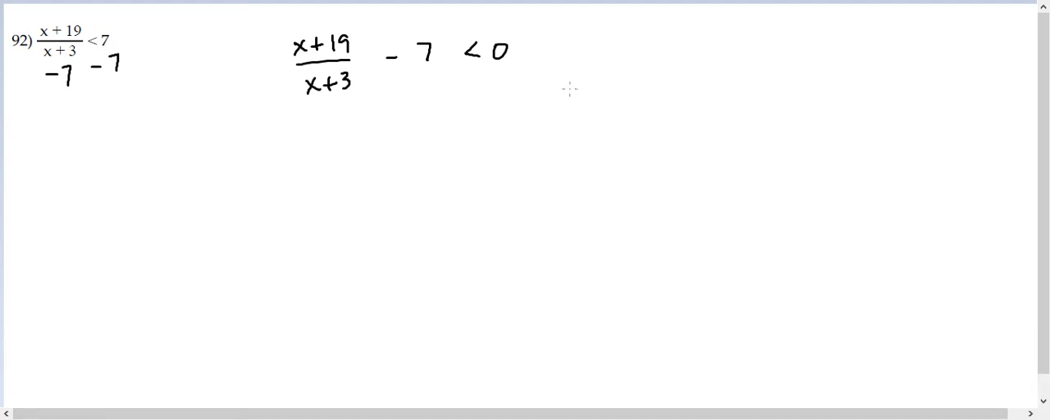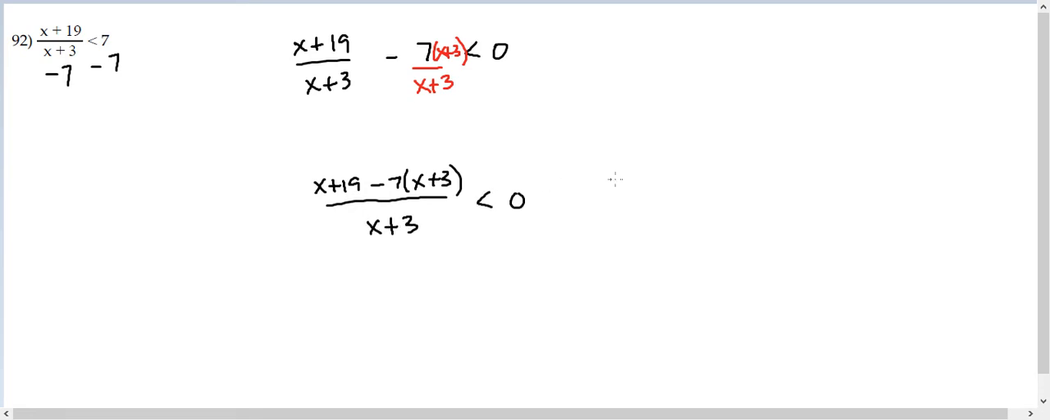Alright, now this doesn't look all that pretty, so we need to have a common denominator here. The denominator is x plus 3. So let's give the 7 an x plus 3, but we can't just give that 7 x plus 3 without also giving it to the numerator. By multiplying by (x + 3) over itself, we're multiplying by 1, and therefore we're not changing anything. So now we can write x + 19 - 7(x + 3), all of that over x + 3, and that's less than 0.